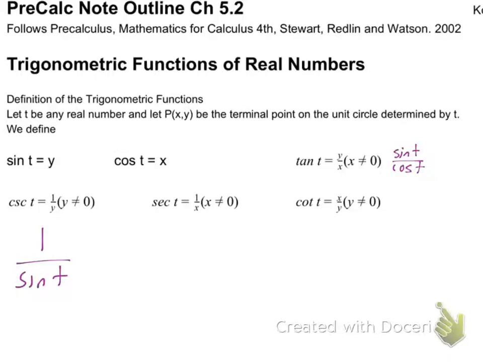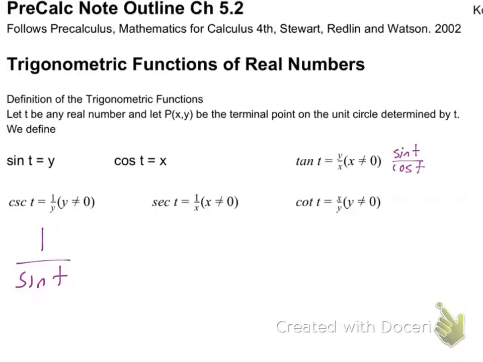Now notice with tangent over here and cosecant, x can't equal 0 and y can't equal 0. Why is this? Because now you're talking about x being in the bottom of a fraction and y being in the bottom of a fraction. You can't divide by 0, right?